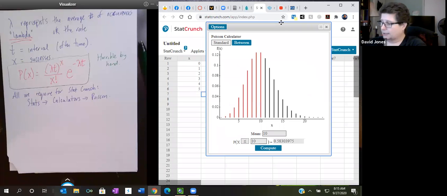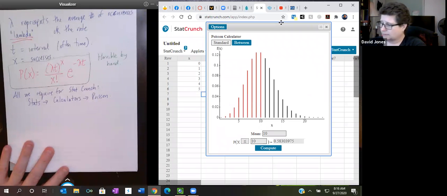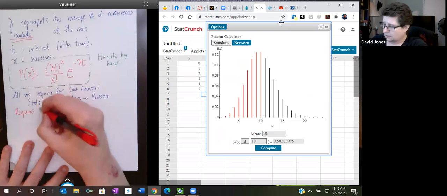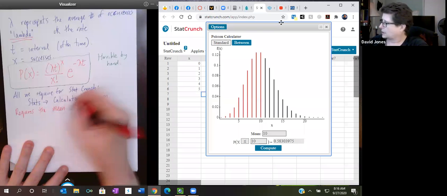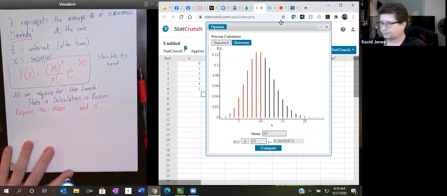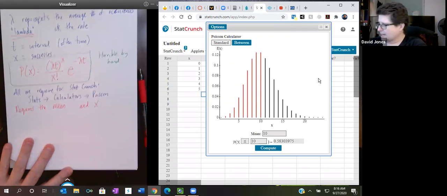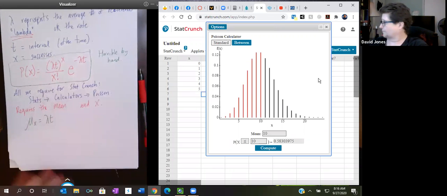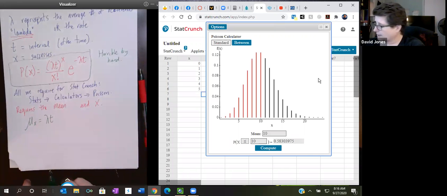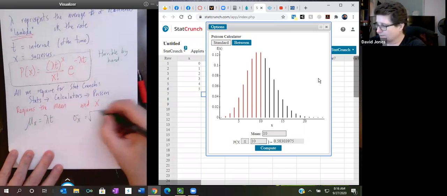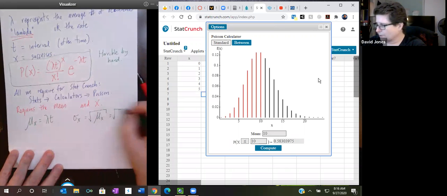It wants the mean. It requires the mean, and what value of X we want. The mean for a Poisson distribution is lambda times T, and the standard deviation is the square root of the mean, or the square root of lambda times T.